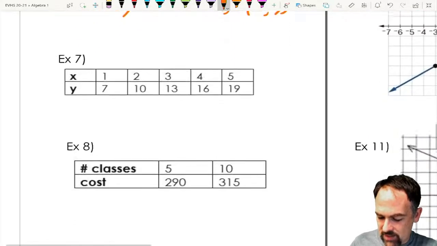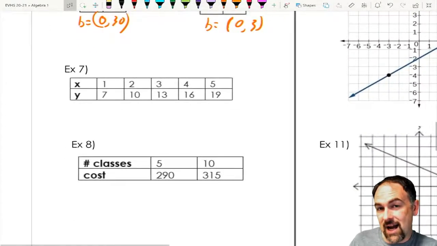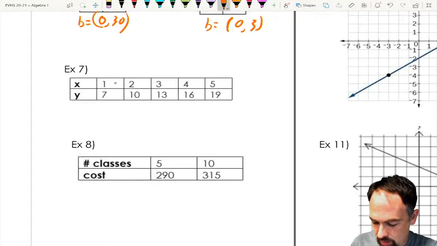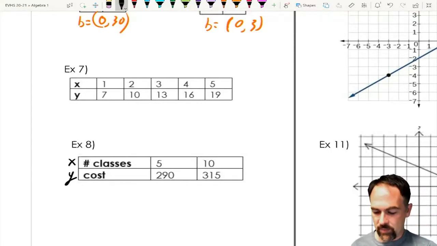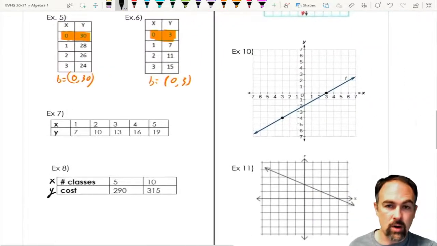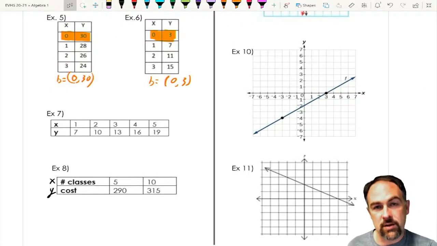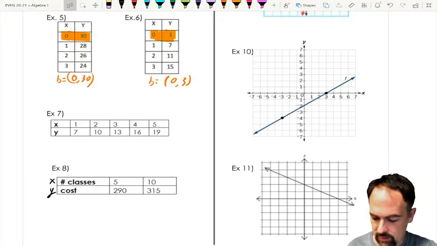Now, if I look at number 7, this one does not have a y-intercept because there is no 0 in the x column, or actually in the x row. Also, looking at number 8, there is no 0 in the x row. That's if I used the top line as x and the bottom row as y. So these first two up top are going to use slope-intercept, whereas the bottom two are going to use point slope because I don't have an intercept.